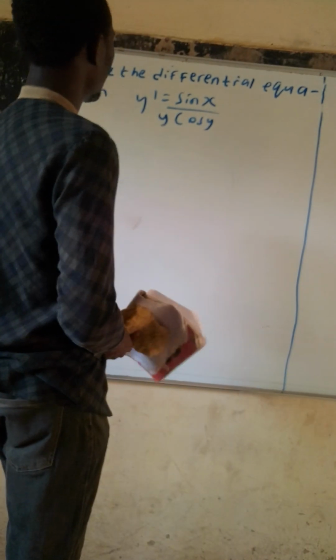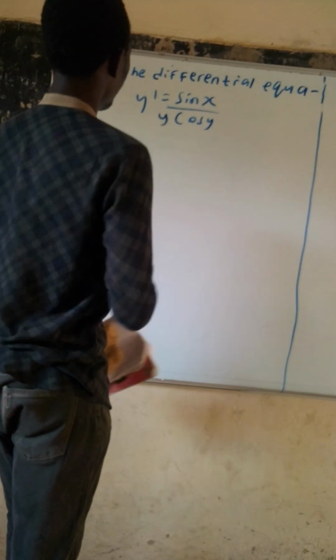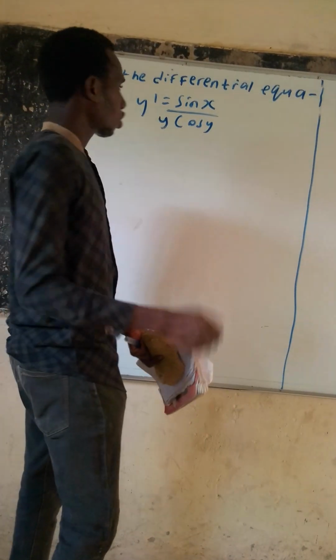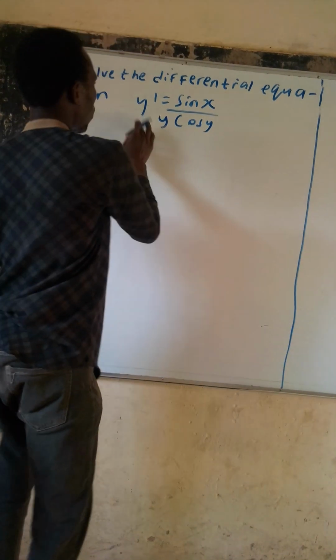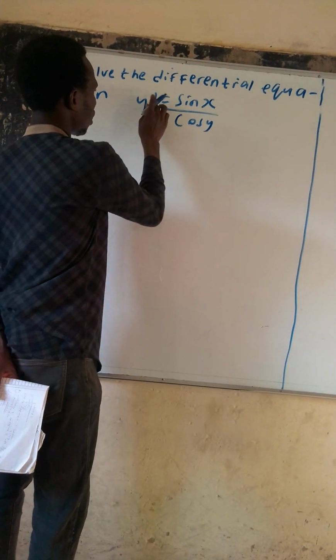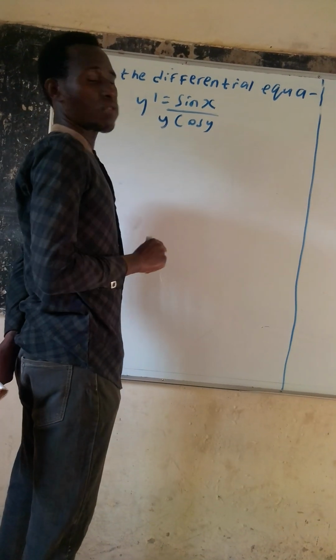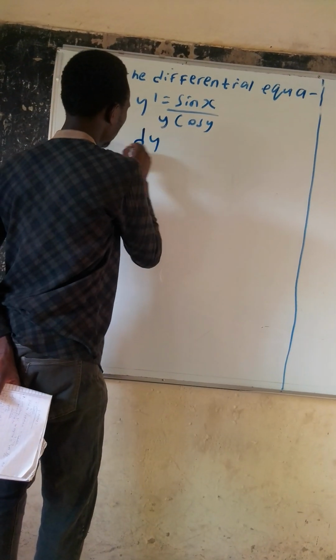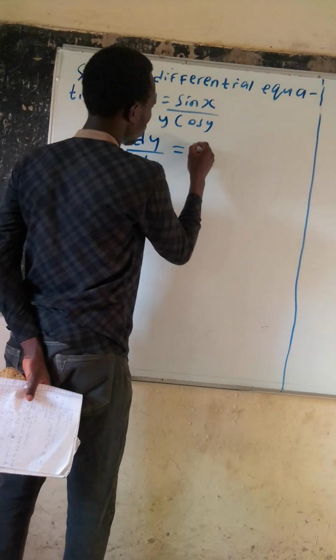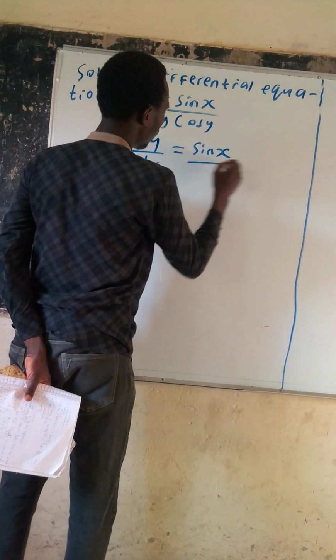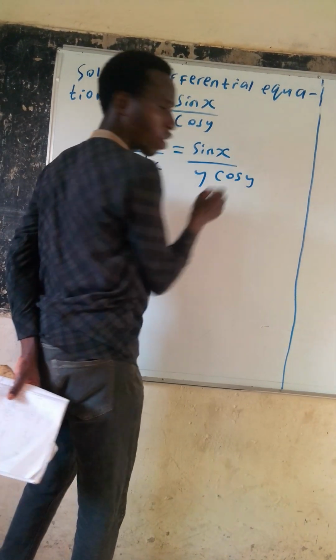So it says solve the differential equation. This is the differential equation, so we need to solve it. You're going to agree with me that y prime means the first derivative of y with respect to x. So we have dy/dx, which equals sine x all over y cos y. Have you seen that now?